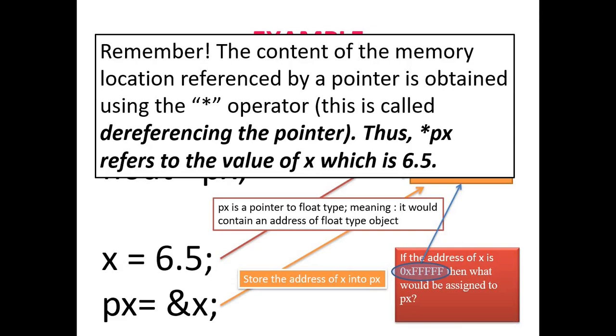So here we have come across two different operators. One is star and the other is ampersand. The content of the memory location referenced by the pointer is obtained using the star operator, which is also called the dereferencing pointer, and star px here refers to the value of x, that is nothing but 6.5.